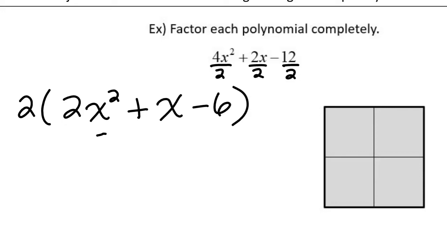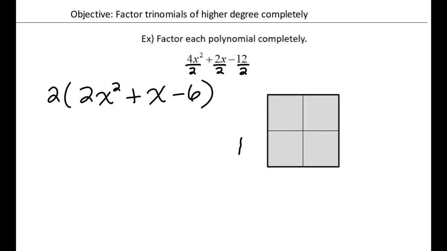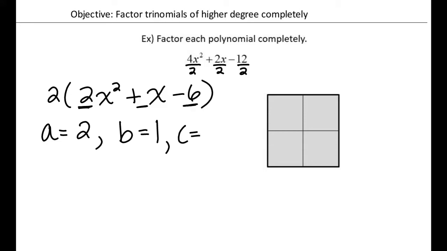Okay, so the very first thing after your GCF is to determine what's A, B, and C. In this case, remember, A is whatever is next to the x squared term. So A is going to be a 2. B is whatever is next to the x. So if it's not there, remember that's implied to be a 1. And then our C is whatever is at the end, the constant, which is negative 6.